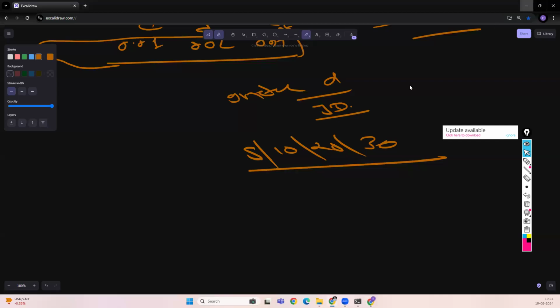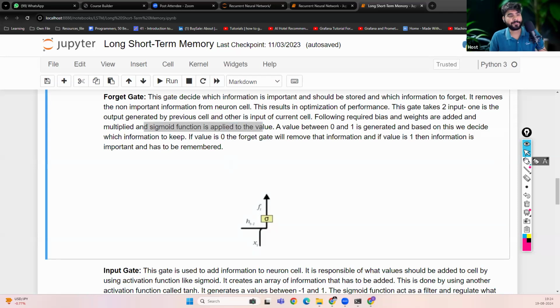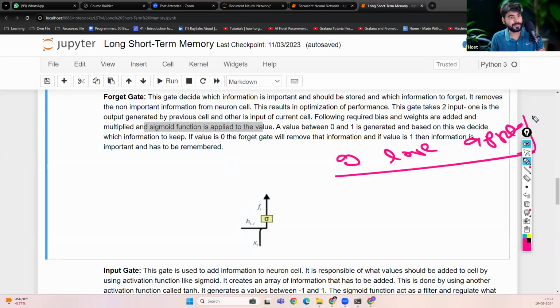Sir, what is the use of an activation function? The activation function is used so that whatever unimportant points we have can be dropped. Let's say we have some data like "I love apple." Let's say "I" is a stop word here. Apart from "I", we have "love" and "apple", so we can keep these two words only.